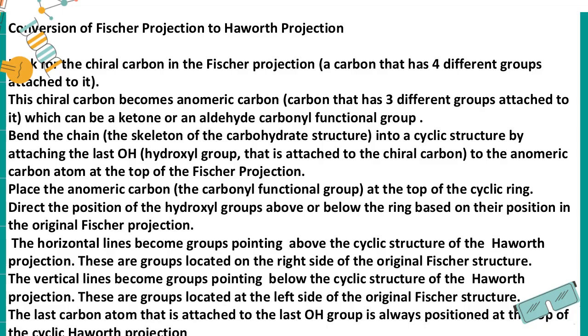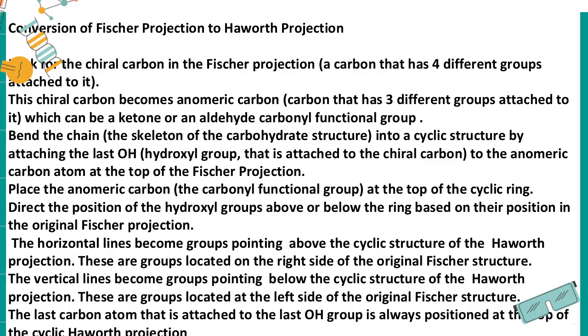This chiral carbon becomes the anomeric carbon, a carbon that has 3 different groups attached to it, which can be a ketone or an aldehyde carbonyl functional group. Bend the chain, the skeleton of the carbohydrate structure, into a cyclic structure by attaching the last OH, hydroxyl group that is attached to the chiral carbon, to the anomeric carbon atom at the top of the Fisher projection.